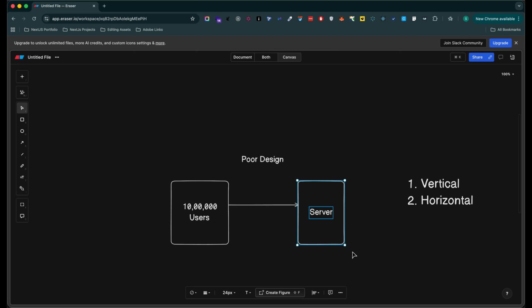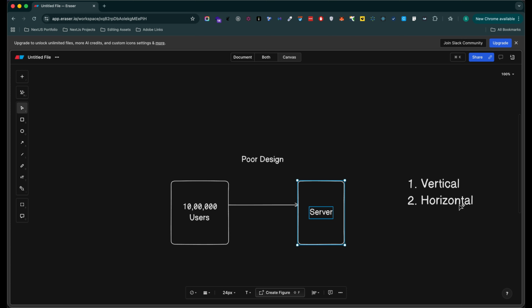But there is a problem in this. You can't just keep on upgrading your server. There will be some limit to that, and also it will be expensive. And whenever you try to increase your hardware capacity, you will have to restart your server, which will again lead to downtime. So that's where horizontal scaling comes into the picture.